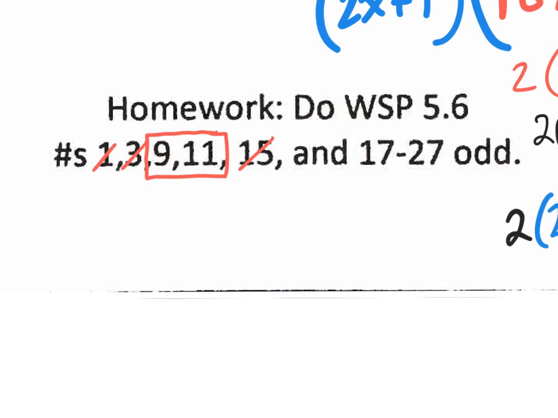So I want you to copy down question 9 in your notebook, copy down question 11 in your notebook, and do the work right there. All you're doing is plugging in -3 and 4 for 9, plugging in -3 and 4 for 11. And then we're doing 17 through 27 odd. Again, I want you to copy it down from the worksheet into your notebook and do it. Let's take a look at the worksheet.